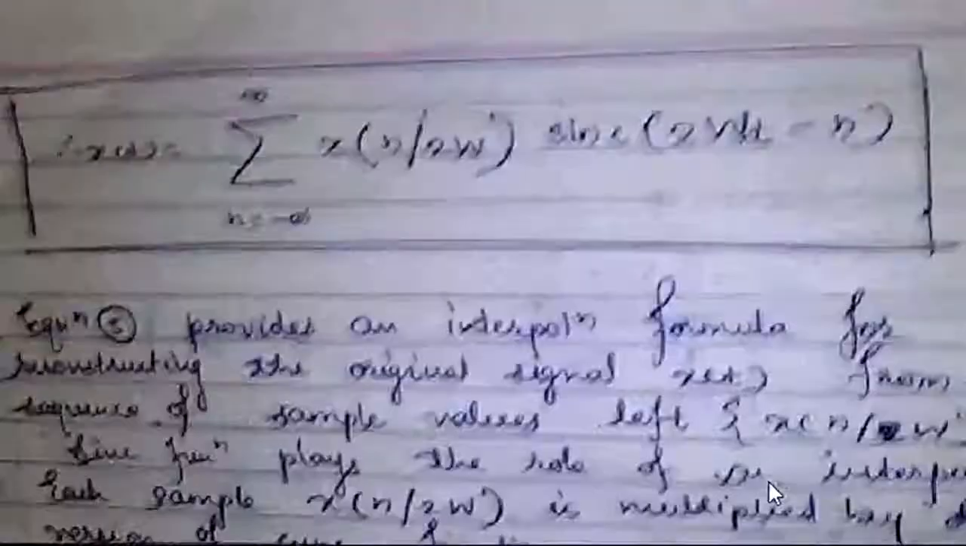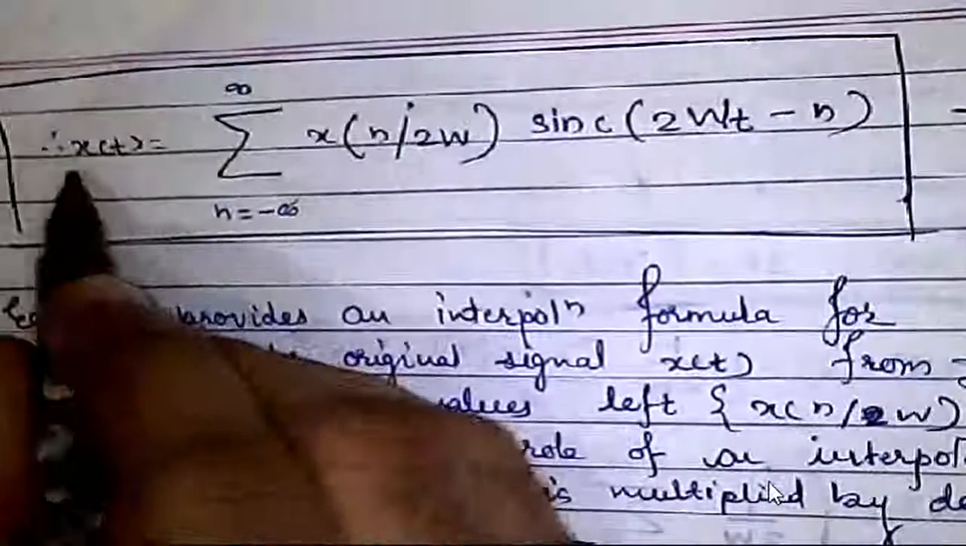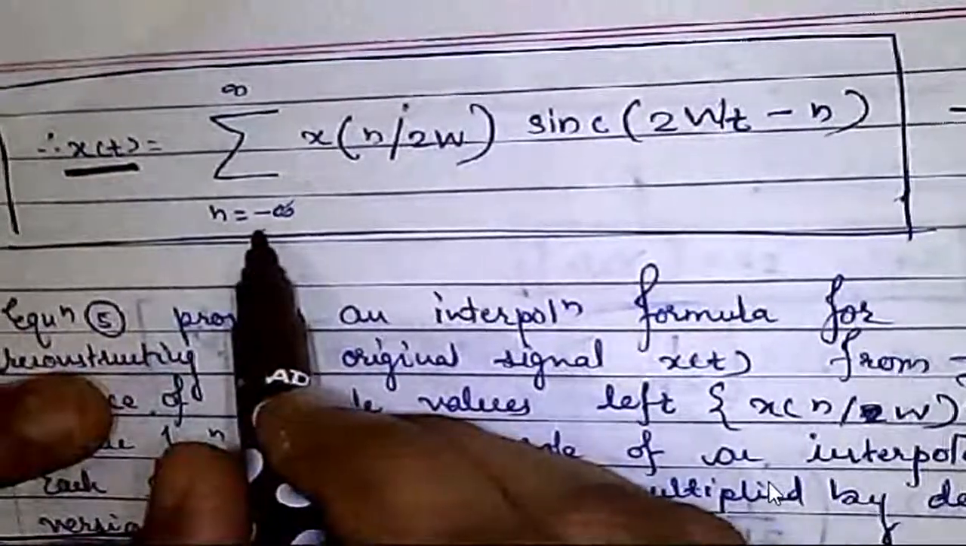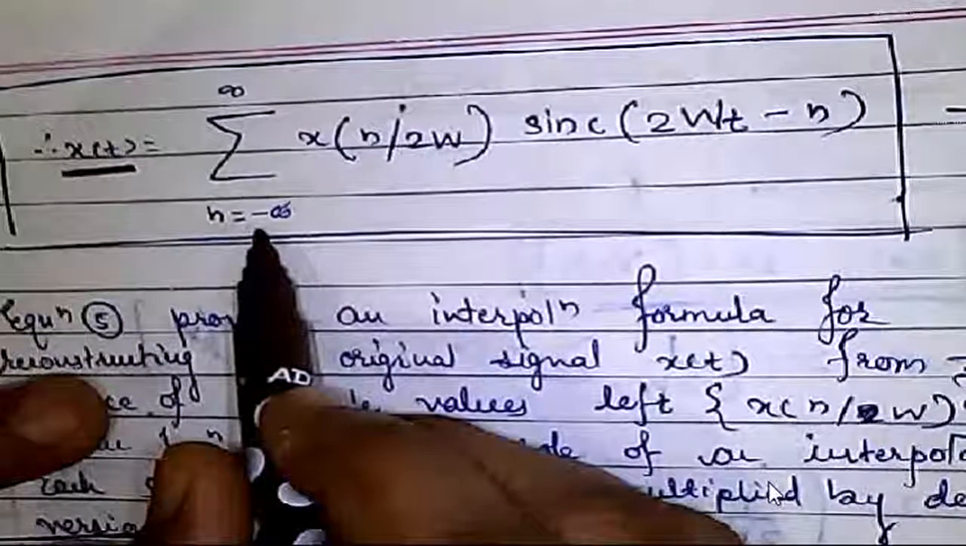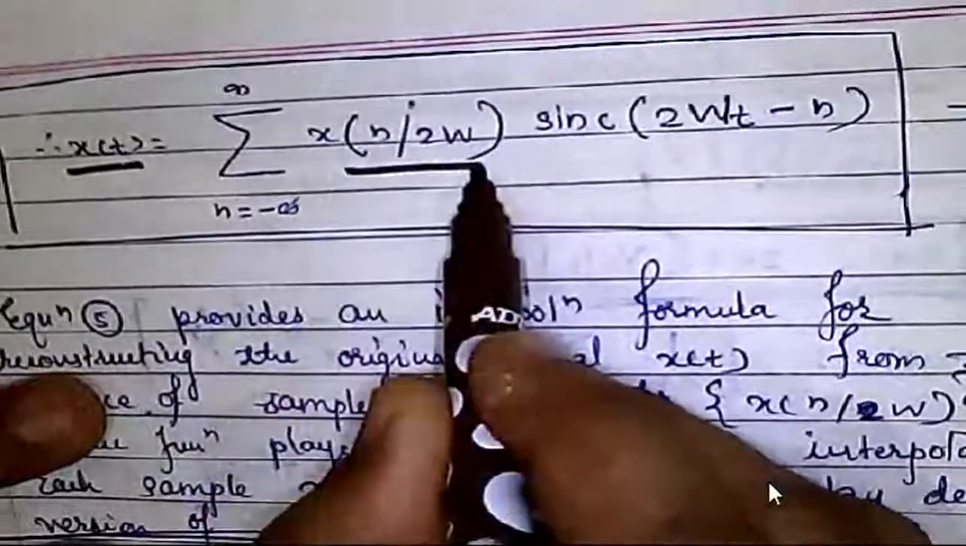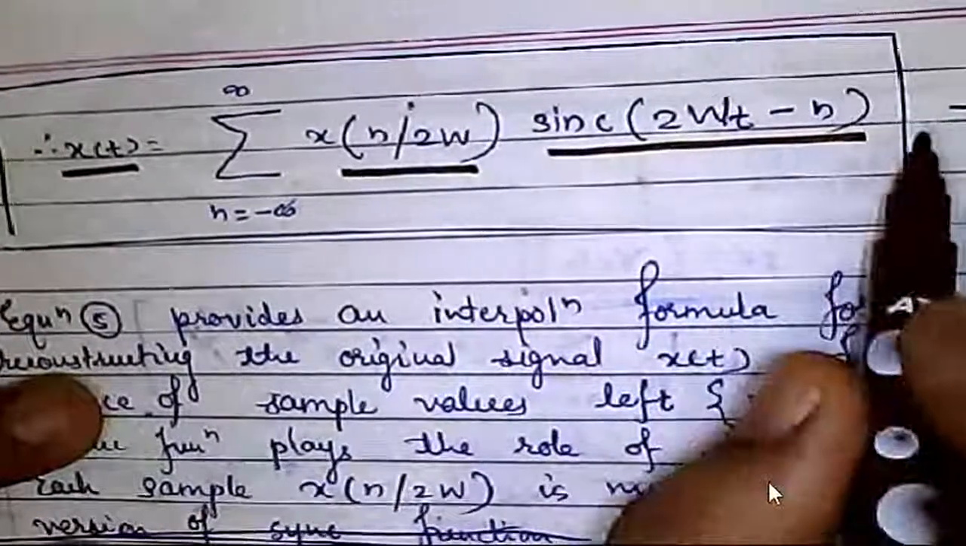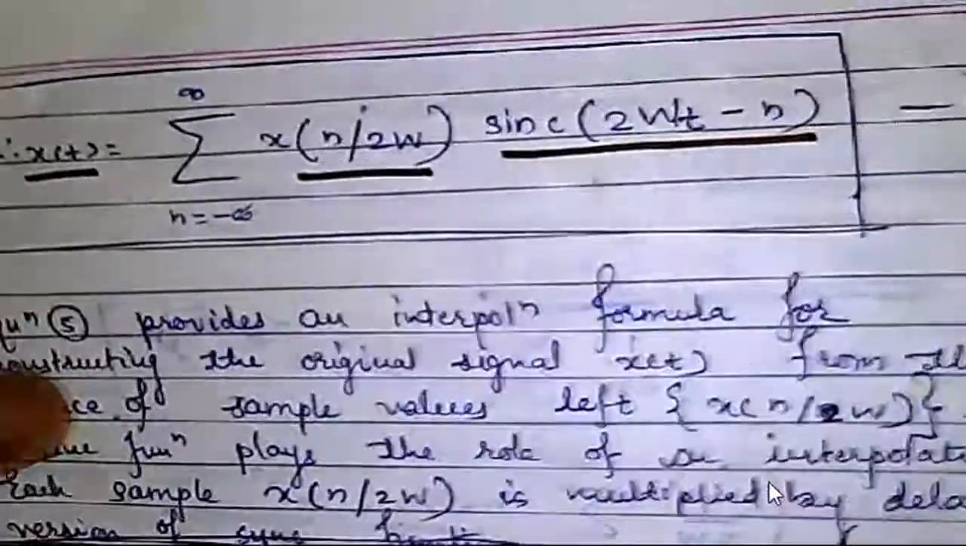it can be simplified further like x of t is equal to summation n equal to minus infinity to plus infinity x of n by 2W sinc of 2Wt minus n. Let's call this equation number 5.